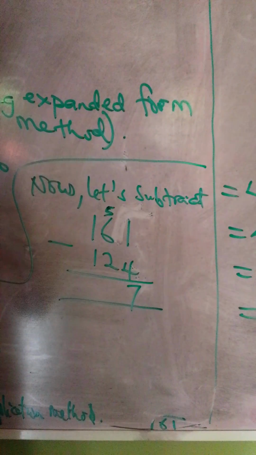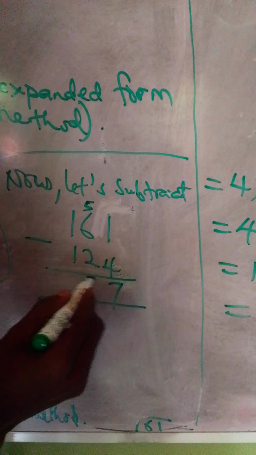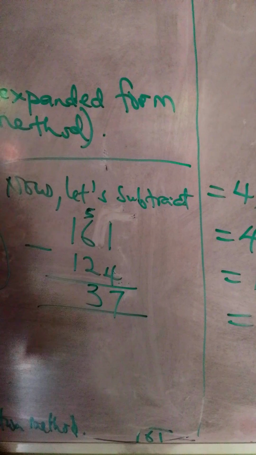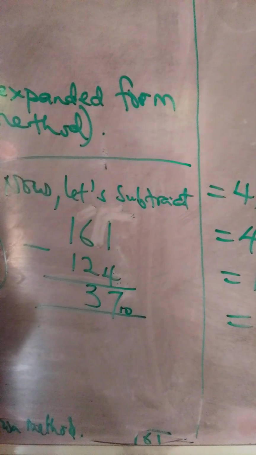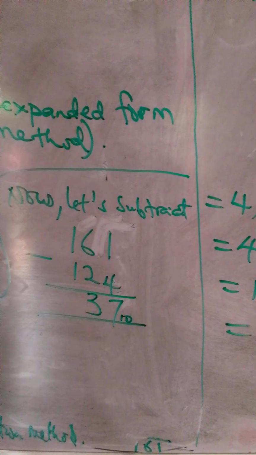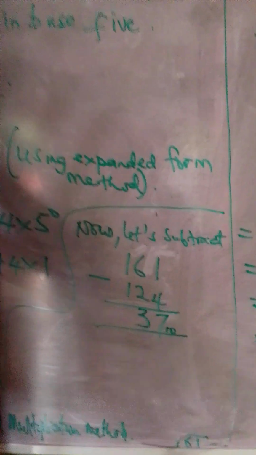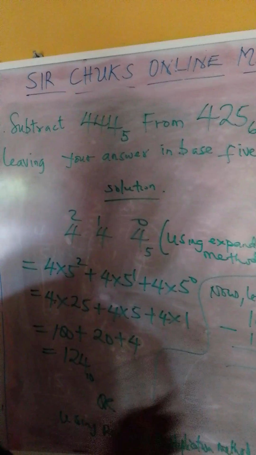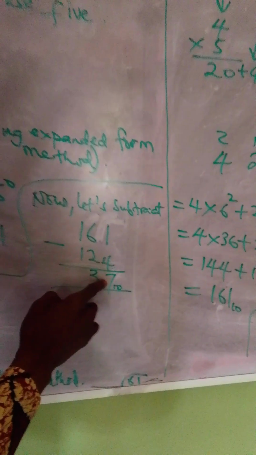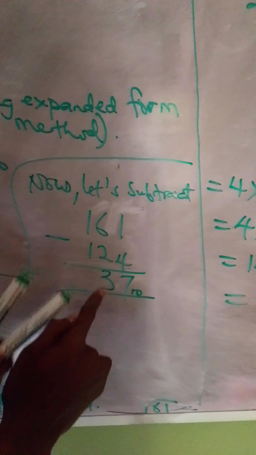Then 5 minus 2 is 3. Then 1 minus 1 is 0. So that is 37 in base 10. That is the difference. But we are not asked to leave the answer in base 10. We are asked to leave our answer in base 5, right? Yes. So what do I have to do? I have to convert our difference in base 10 to base 5. Let's quickly do that.